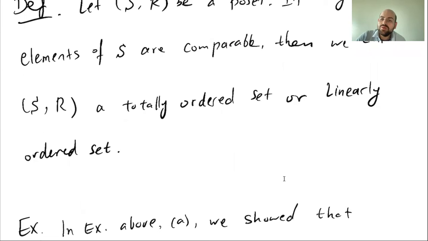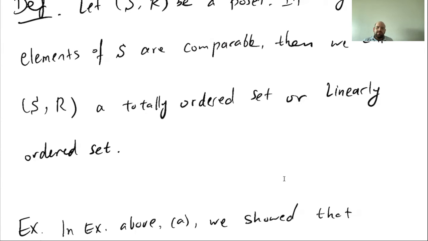First of all, you need to show that it is a poset, meaning that you have a partially ordered relation, which means reflexive, antisymmetric, and transitive. After you show that, then you have to show that any two elements of S are comparable, meaning that either A is in relation with B or B is in relation with A. So if you want to show something is a totally ordered set, you have to show 4 things in total.